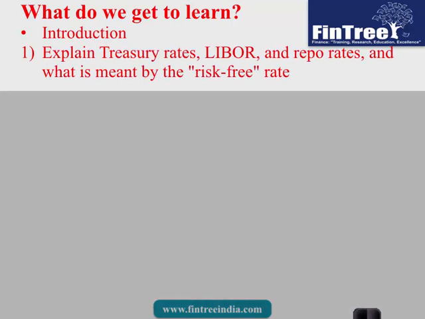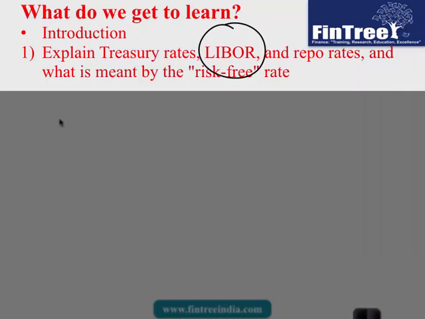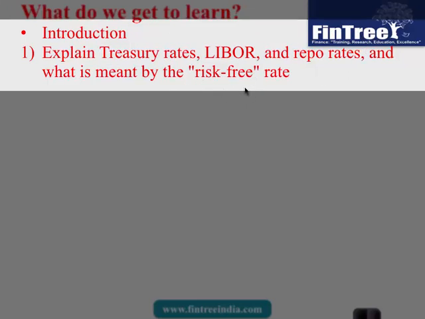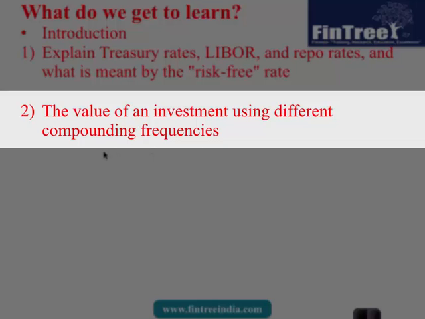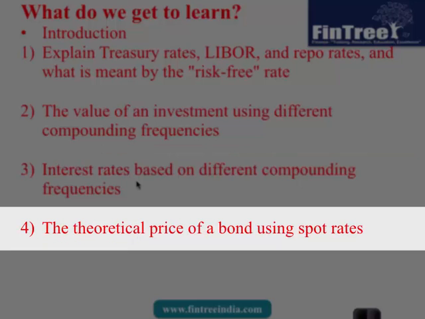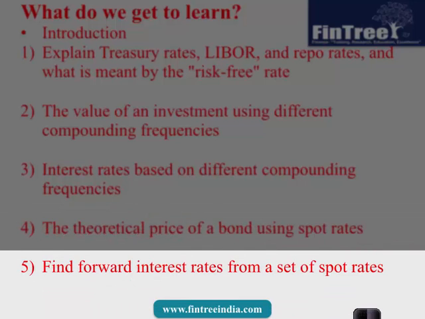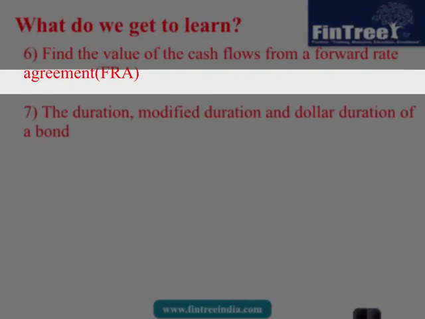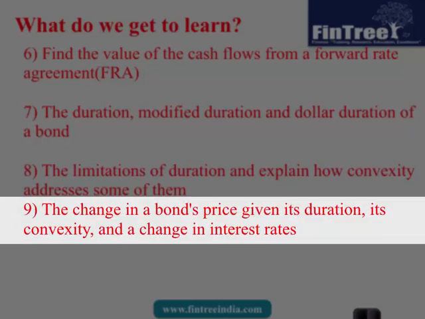So this is the agenda. We first understand what's LIBOR, what is Treasury rate, what is Repo rate, and what is the meaning of the word risk-free. Then value of an investment using different compounding frequencies. So we'll have to do a little bit of time value of money here. Interest rate based on different compounding frequencies. Then theoretical practice of valuing a bond using spot rates. Then finding out forward rate from the spot rates. FRA, duration, limitations, and then change in the bond price using both duration and convexity.